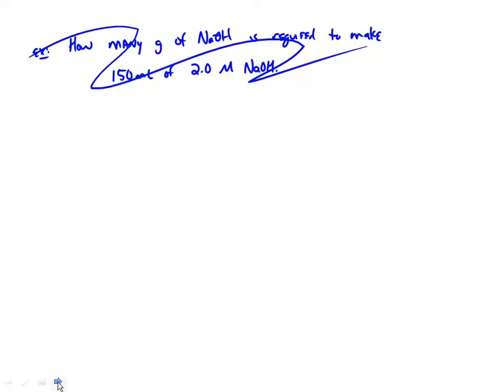Okay, let's do our next topic, which is, what's the word I'm thinking of? Dilutions. Except I can never remember if it's 1 or 2 L's for dilution. I think it's 1, isn't it? What dilutions are is we take a concentrated solution and we make a dilute solution.